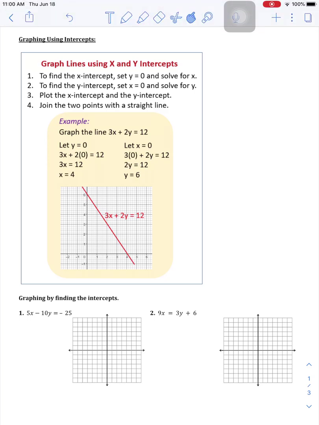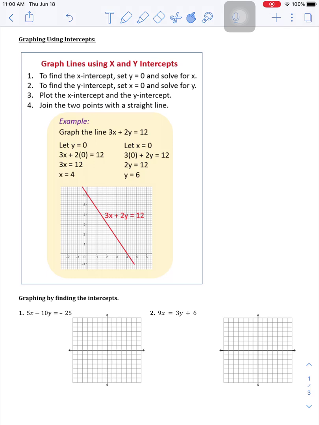All right, yesterday you learned how to graph using a table of values and using slope-intercept form. Today we're going to be learning about how to graph using intercepts, specifically the x and the y intercept. Now, when two things intercept, that means that they go through each other, right? If you think of an interception in football, right?